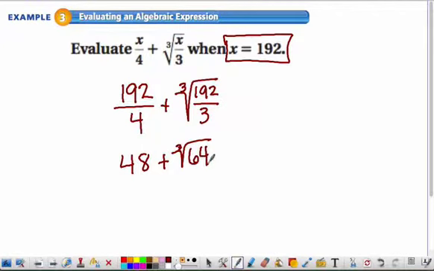Now we can use some knowledge we've come up with previously. We already figured out that the cube root of 64 was 4. If you have forgotten it, you can go over here and do your prime factorization again. And we know that 48 plus 4 is 52. So when we evaluated our expression, we got the answer of 52.